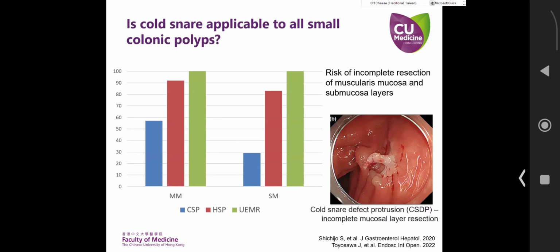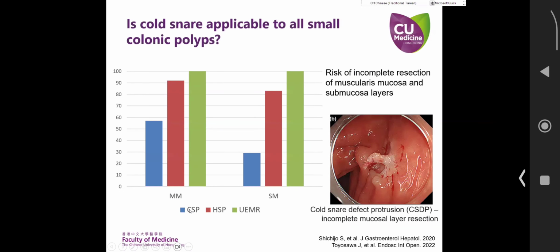But the limitation of cold snare that I want to mention is that it mostly only removes the superficial layers. There are two studies comparing the use of cold snare, hot snare, and underwater EMR in removing different layers. You can see that if we look at the submucosal layer, cold snare polypectomy is in fact very weak at removing it. Only 30% of cases can get the submucosal layer.